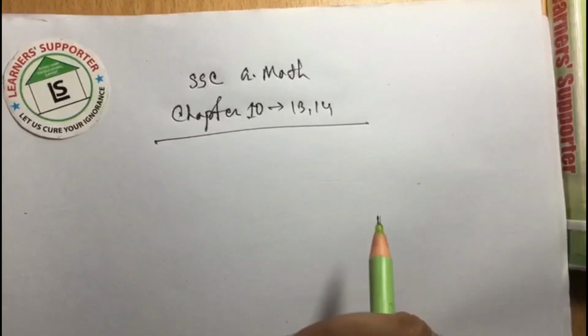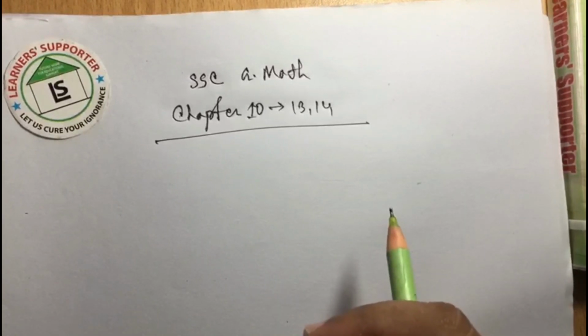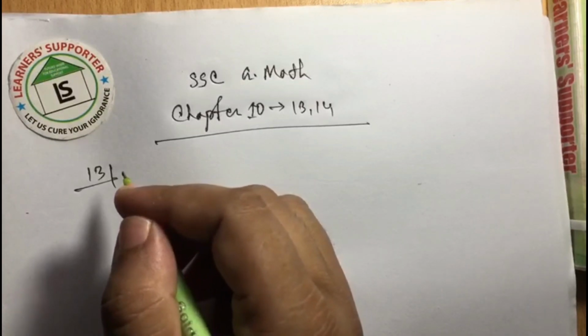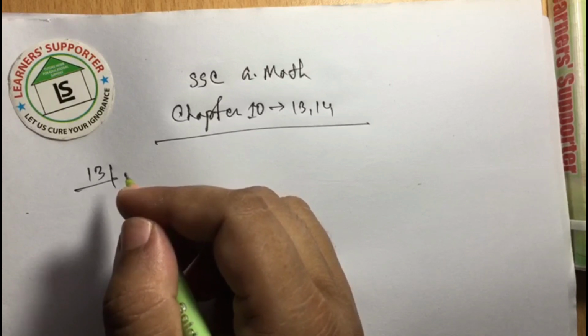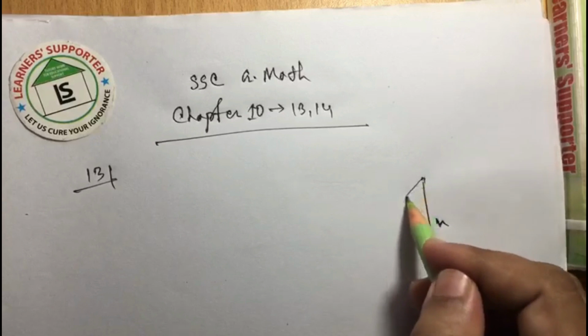Dear learners, now I will do math number 13 from chapter 10 of the SSC General Math book. They have told us that if the angle of depression of a point on the ground 20 meters from the top of the house is 30 degrees, then find the height of the house. Suppose this is the height of the house, then the angle of depression.